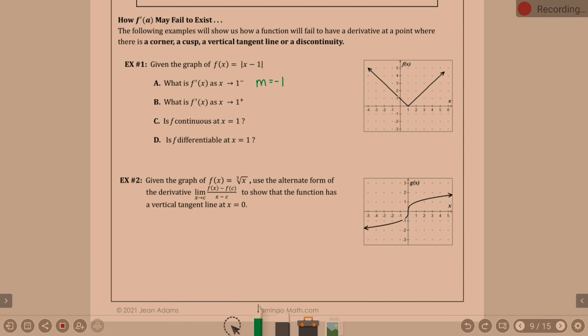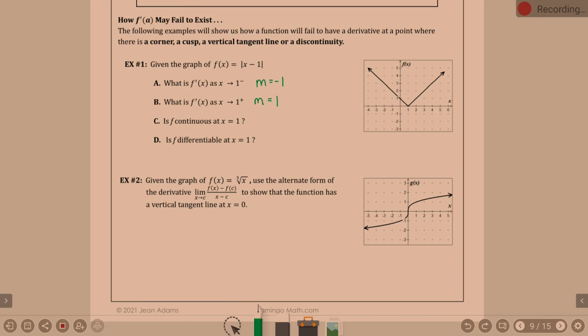Okay. What is f prime of x? So what's the derivative, or the slope of the tangent line, as x approaches 1 from the right? What is this derivative over here? +1?